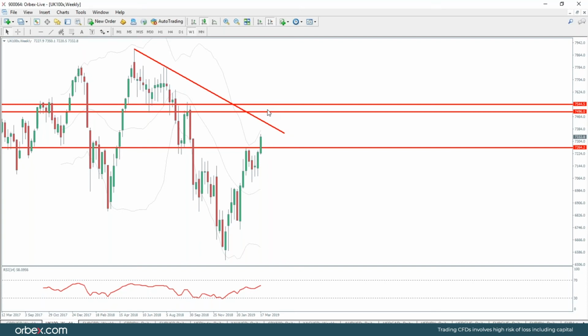But it is worth noting, however, that we do have the completion of a large ABCD symmetry pattern here. So you can see if we map this leg, which was the last leg, the 2018 rally, to this current move, you can see that it completes into roughly the top of that 75.44 resistance zone. So we have a lot of technical confluence in this area with those structural levels and the symmetry completion. So this could be an area where we see the rally capped, and I'll be monitoring price action as we test that area for any signs of a potential reversal lower.